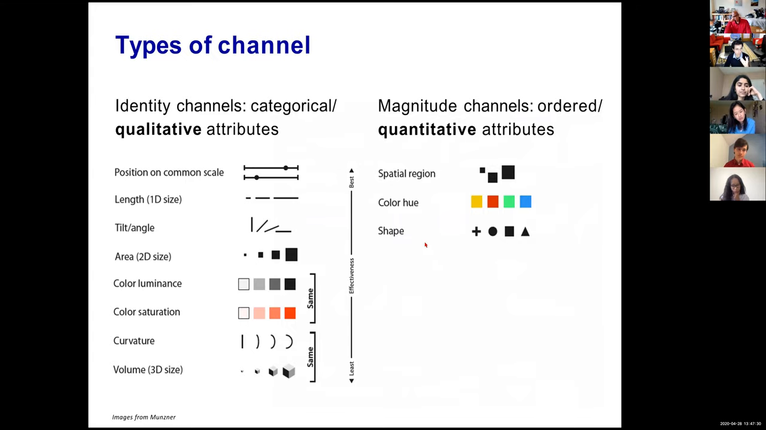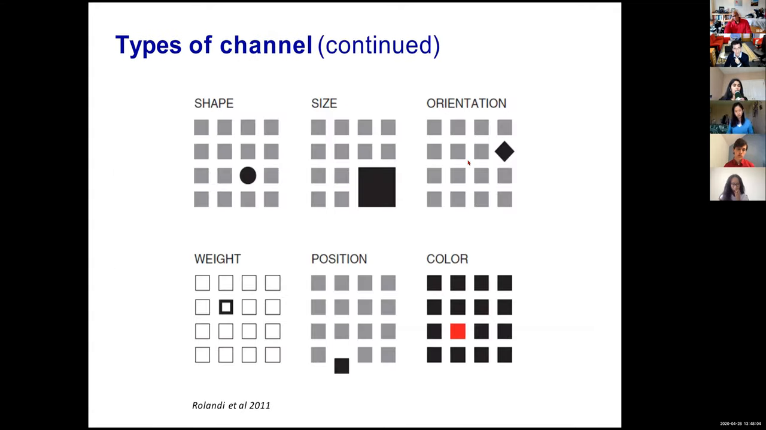So then you have different channels of information. You can identify the channel based on categorical or qualitative attributes, for example, the position on a common scale, or the length, or the tilt, or the area, or the color luminance, or the color saturation. These are two different dimensions that you can show for the same channel. Hue could denote one thing, while saturation could denote another. And then again, the spatial region, the shape, the volume. So these are magnitude channels. They're ordered based on quantitative attributes.